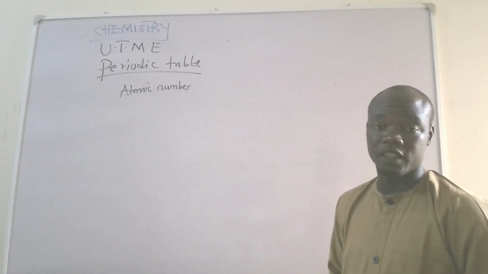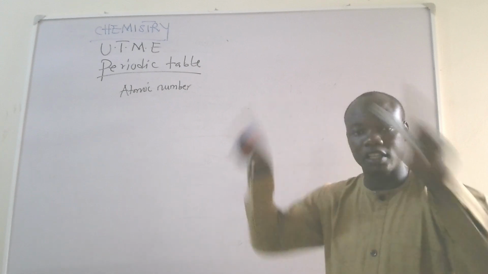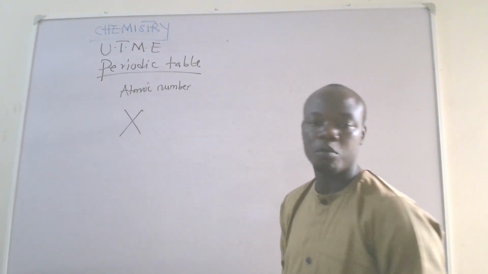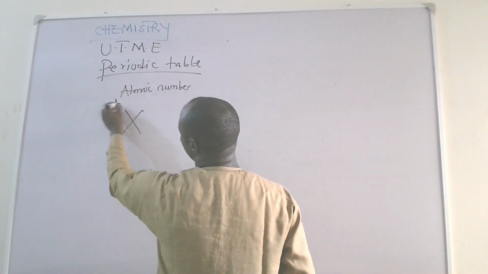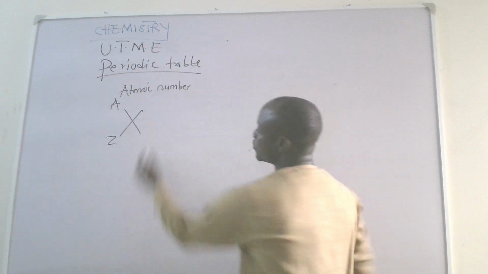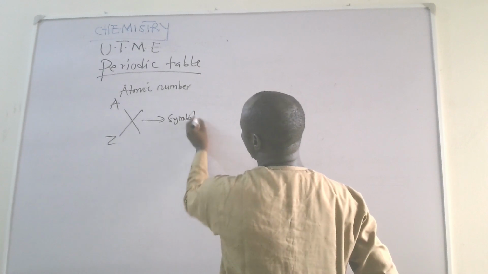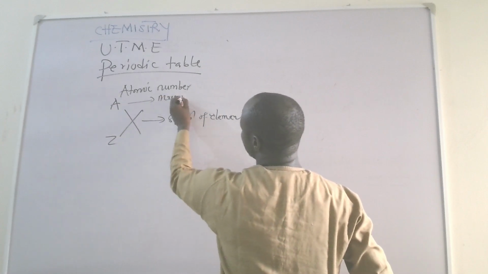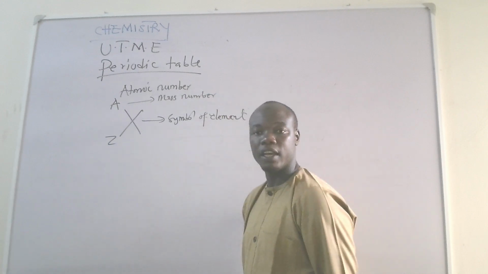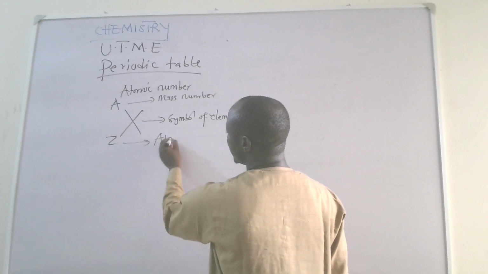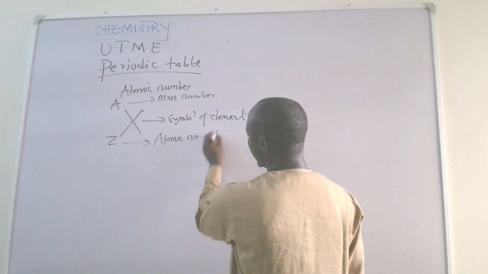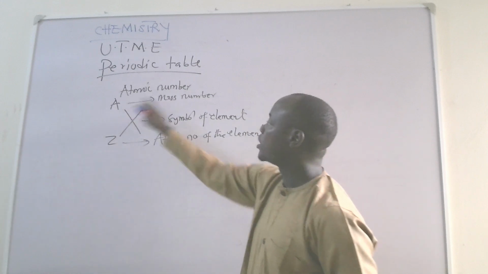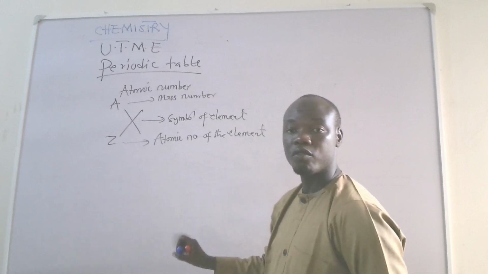And how do we identify the atomic number of an element? Generally, we have a general representation of an element. For example, let's say we have X, where X is the symbol of the element, and here we have A and here we have Z. The A represents the mass number of the element, and the Z represents the atomic number of the element.